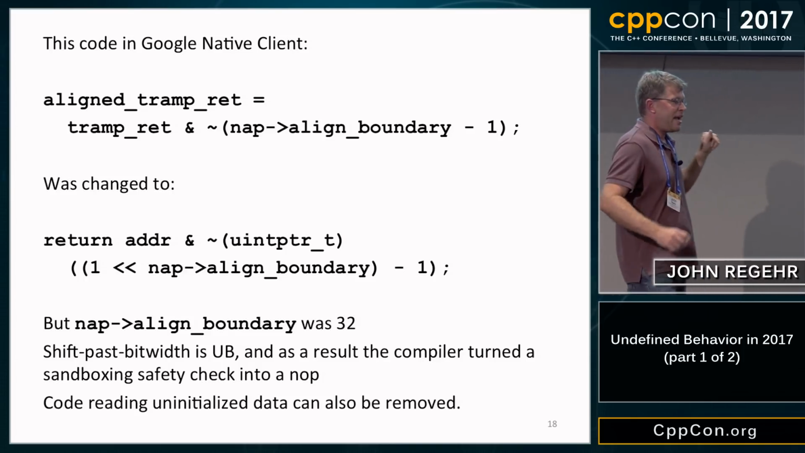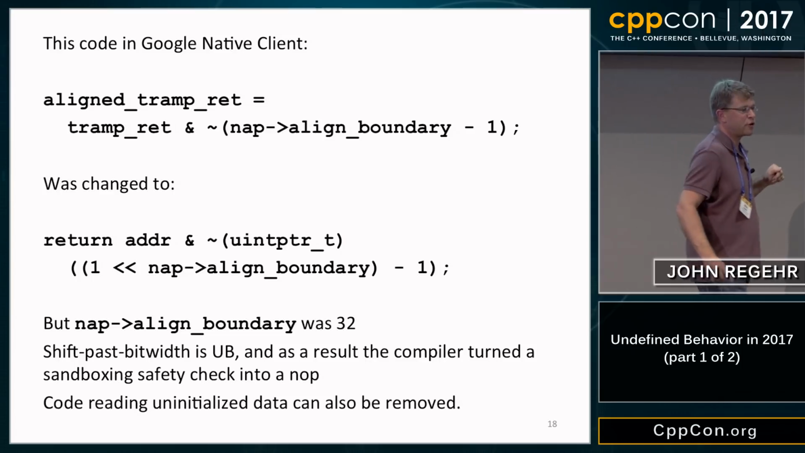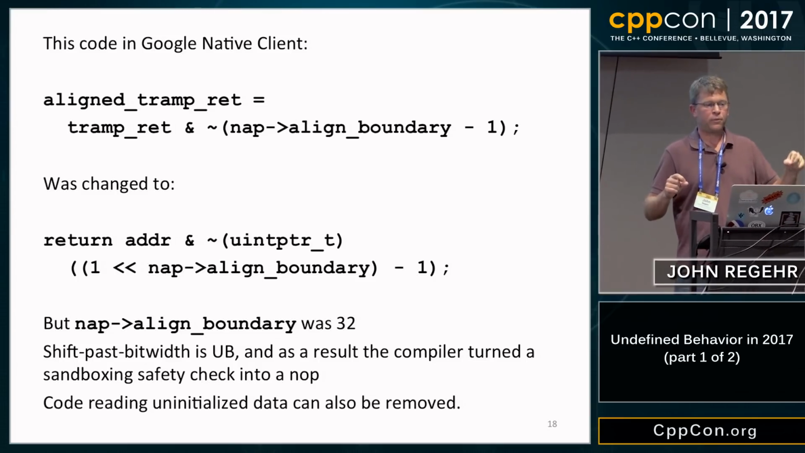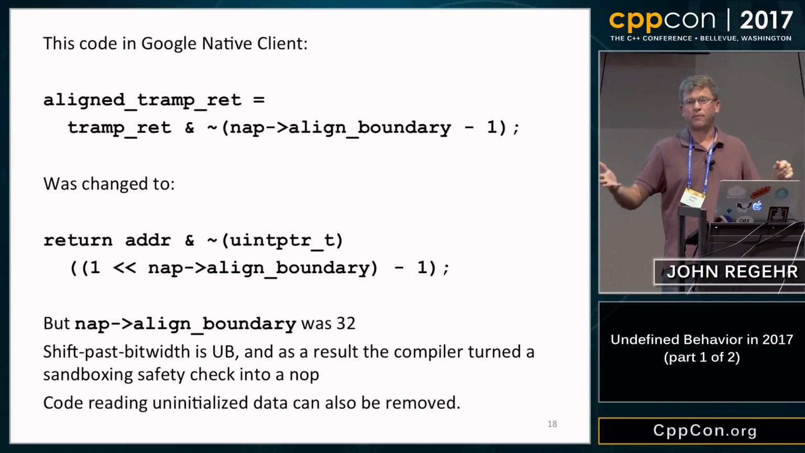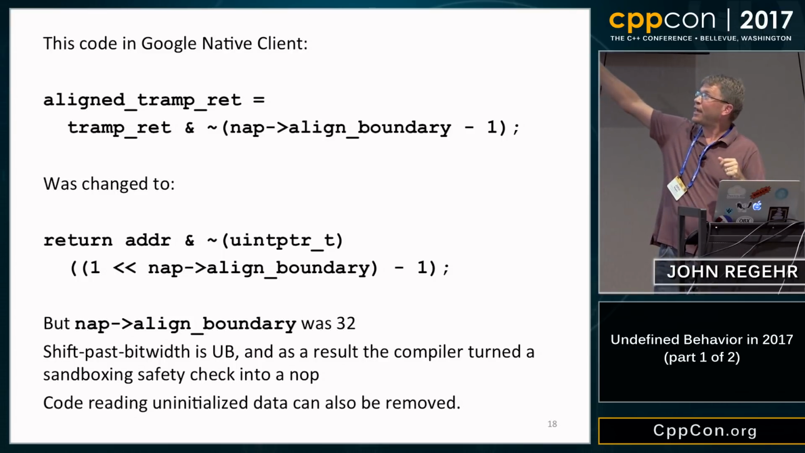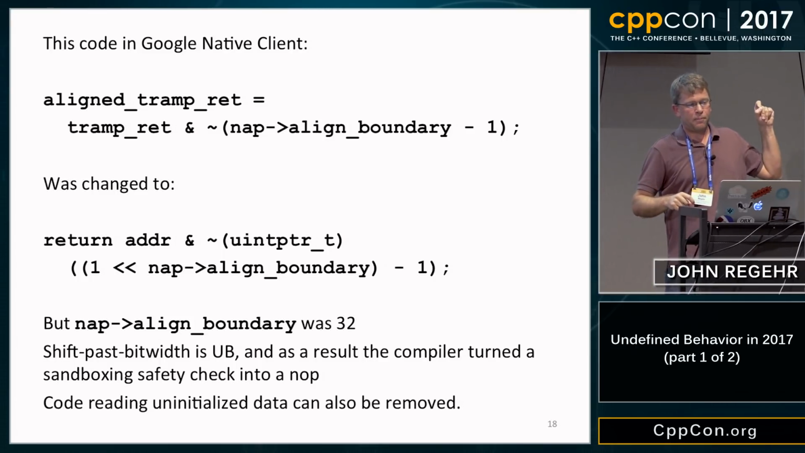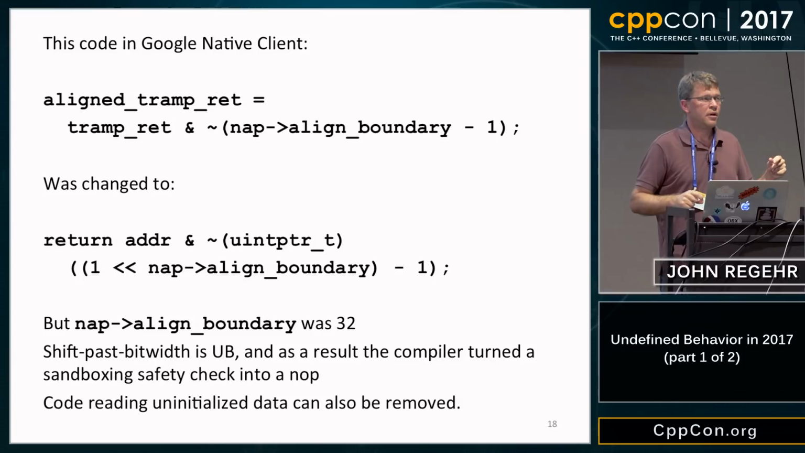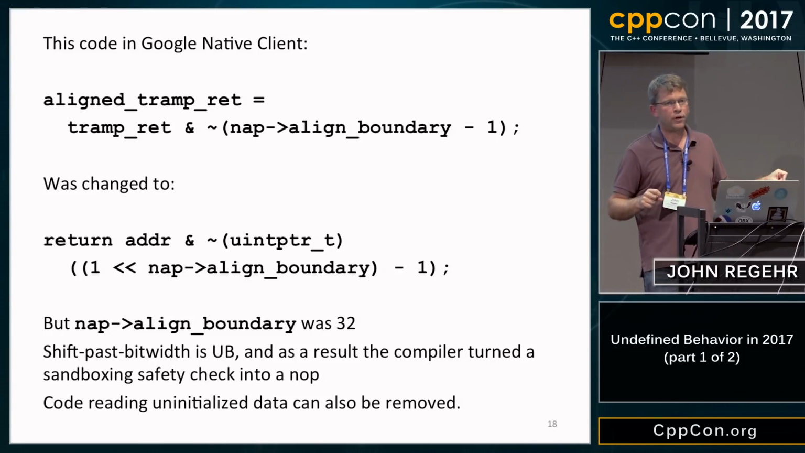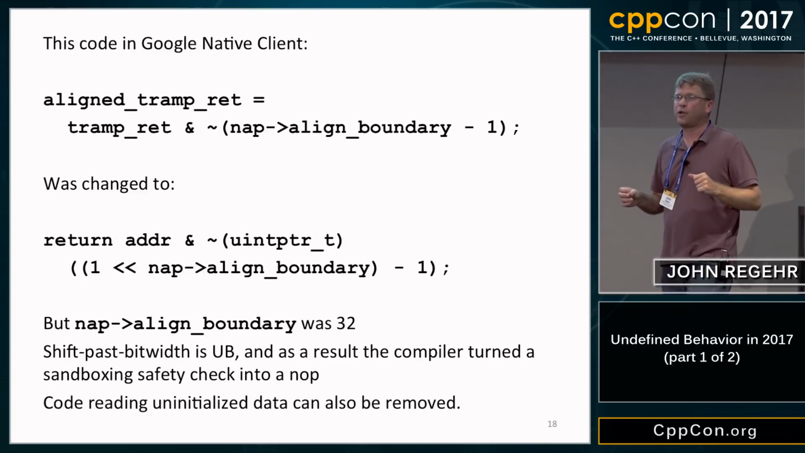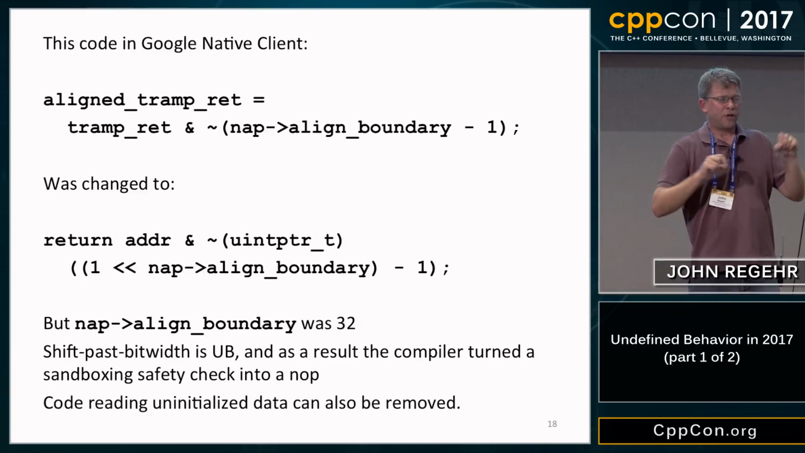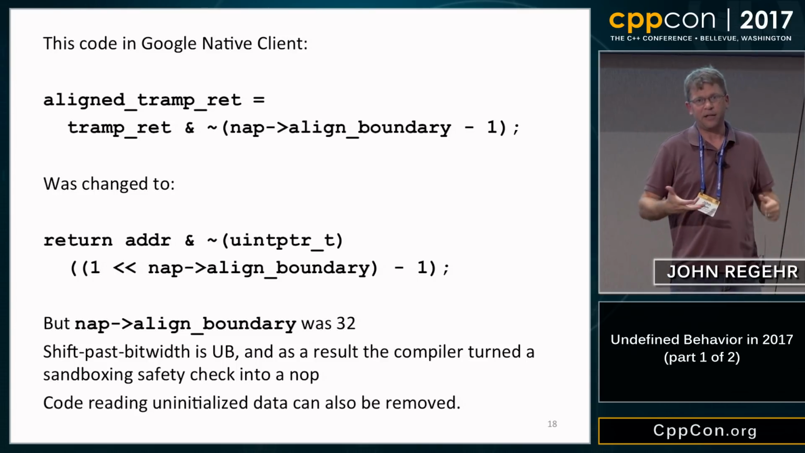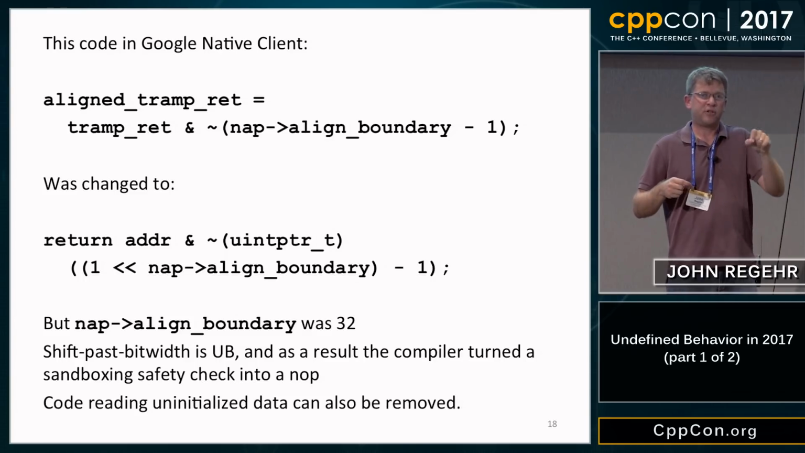What happened is they had a mask operation, shown in the little code fragment towards the top of the slide, and that was masking off some low bits of a number. They refactored the code in a routine refactoring that none of the code reviewers noticed, into the second snippet of code on the slide. The problem is that the shift exponent, the nap align boundary, ended up being 32. Shifting 1 left by 32 places, if 1 is a 32-bit integer, is undefined. And what the compiler did is basically drop this mask from Google Native Client silently, causing the sandbox to be weaker than it should have been.